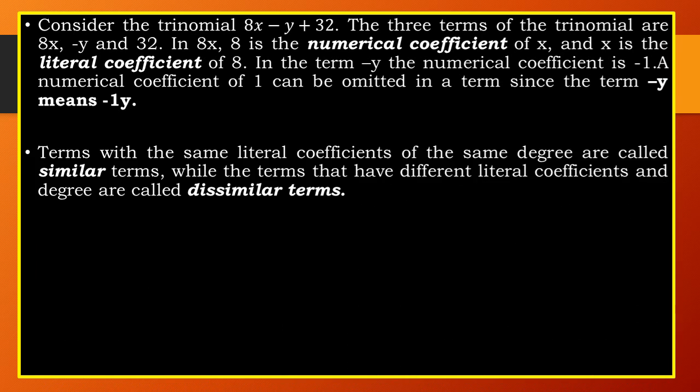Terms with the same literal coefficients of the same degree are called similar terms, while the terms that have different literal coefficients and degree are called dissimilar terms. Always remember these two keywords, similar terms and dissimilar terms, because they will be helpful for you to add, subtract, multiply, or divide polynomials.